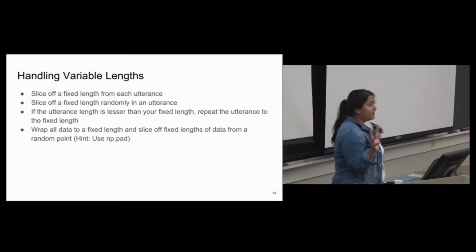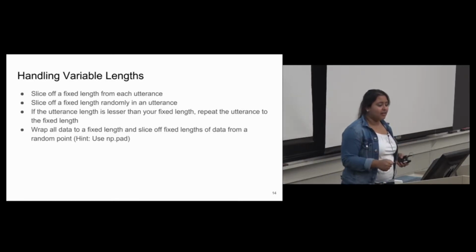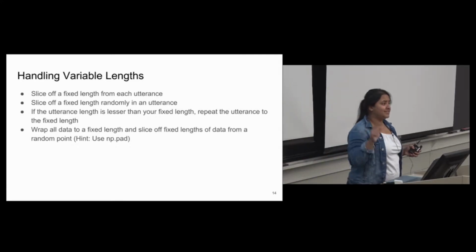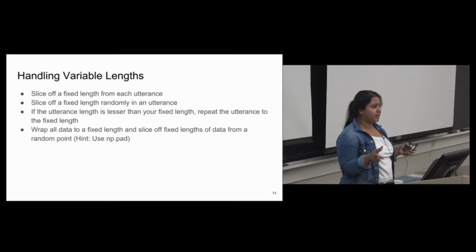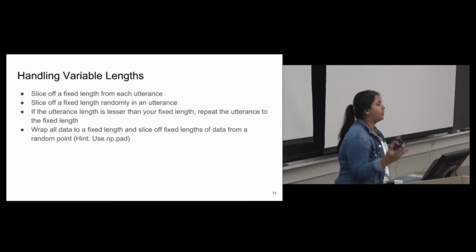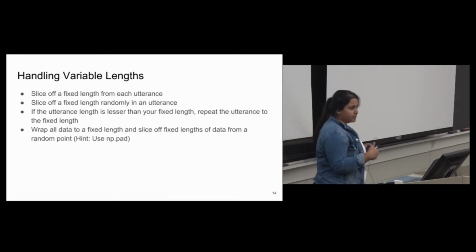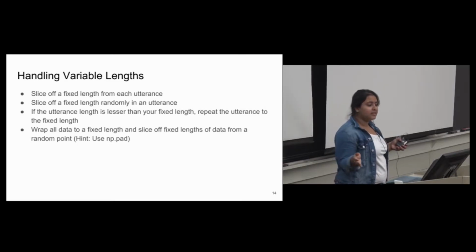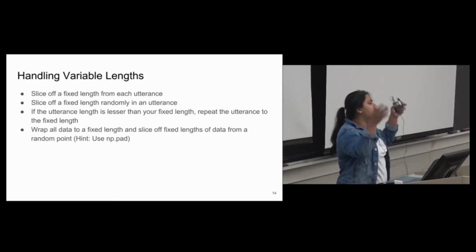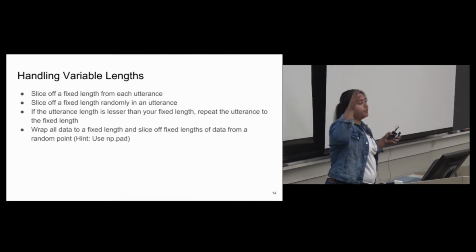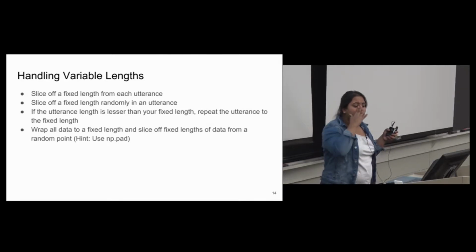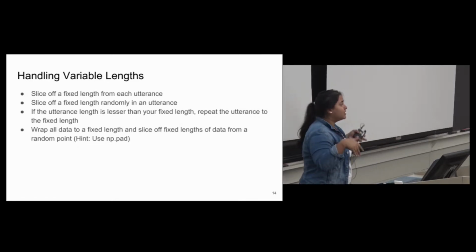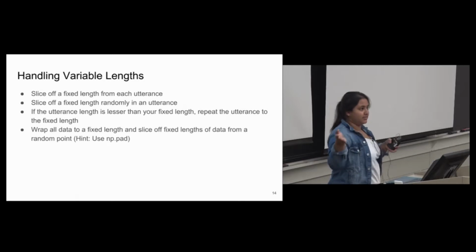Now, as we know, it's all variable lengths, so how do we handle it? There are various ways we can handle it. Using your previous data set statistics, you need to figure out a fixed length which you think is most appropriate based on the numbers I showed earlier. There are ways you can do it where you slice off a fixed length from the utterance, just from the beginning, or you can pick a random point in the middle of the utterance and slice it off. And if the length you slice off is larger than your utterance length, then you repeat the utterance.